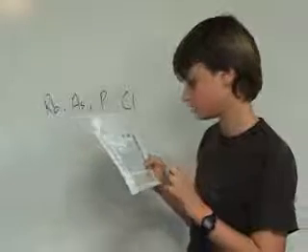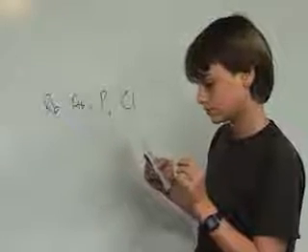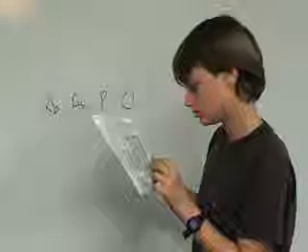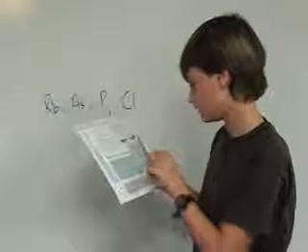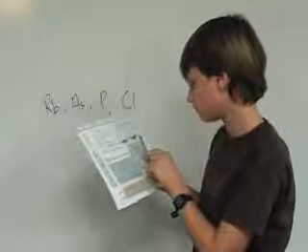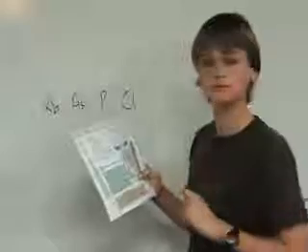Rb has 1, As has 5, P has 5, and chlorine has 7. That's good. And all of this stuff can be found on your periodic table, the super table.